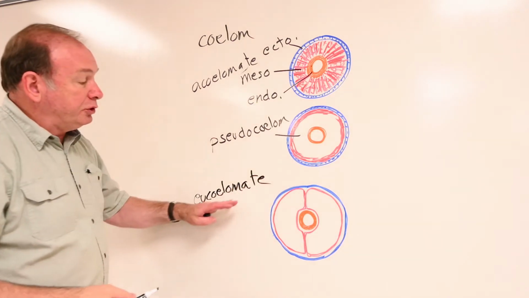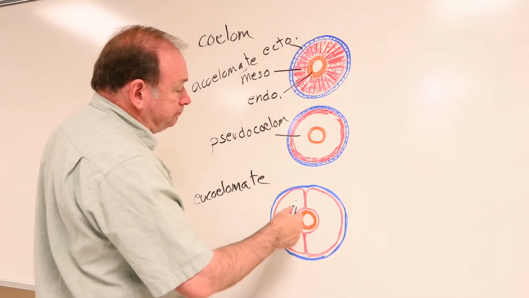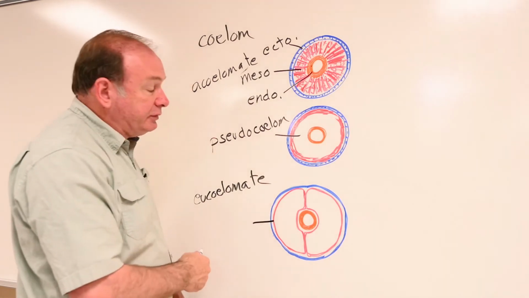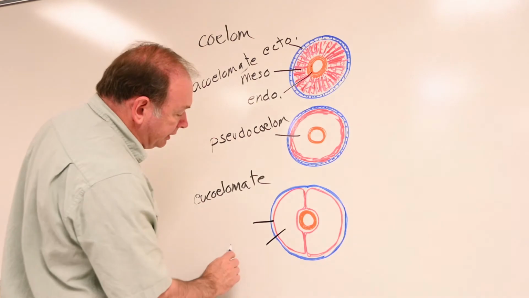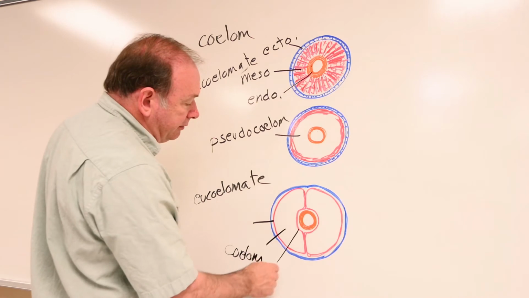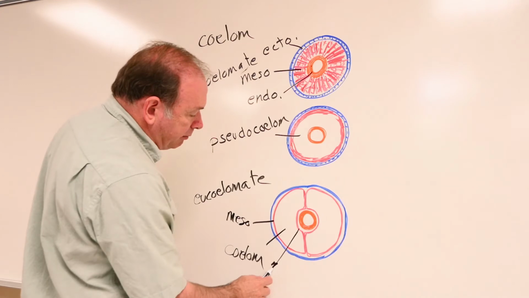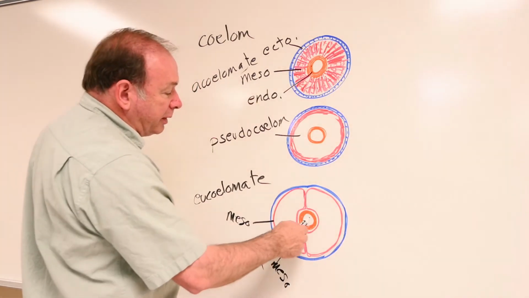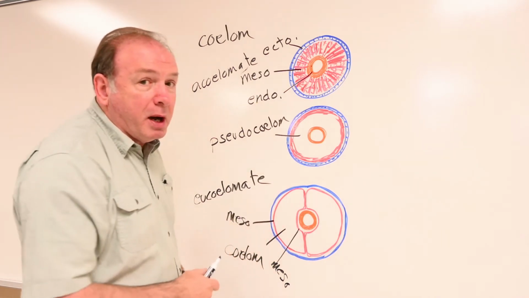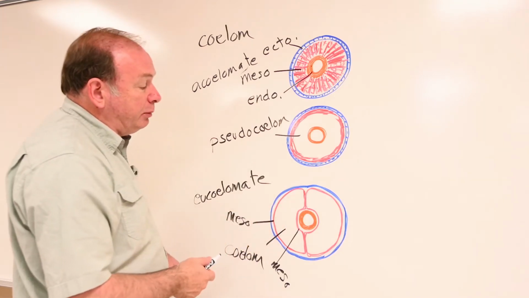A eucoelomate, meaning true cavity, has the mesoderm both out here, so we have an outer layer of mesoderm to the outside. We have the true coelom there. Then we have another layer of mesoderm. So we have mesoderm, cavity, and then more mesoderm before we get to the gut. So this space between the mesoderm next to the gut and the mesoderm next to the body wall is the true coelom, the body cavity, the coelom of the animal.